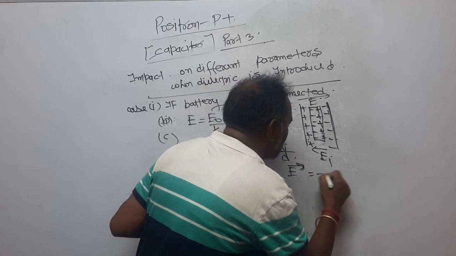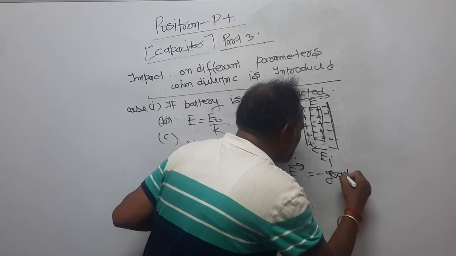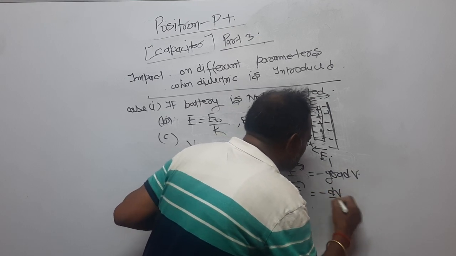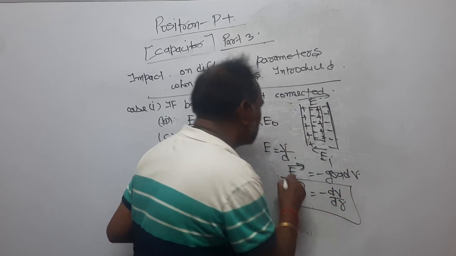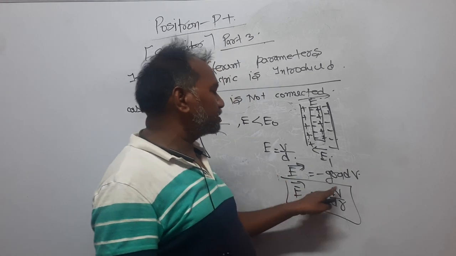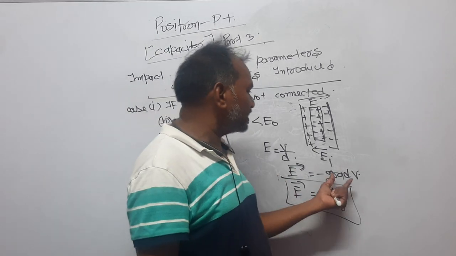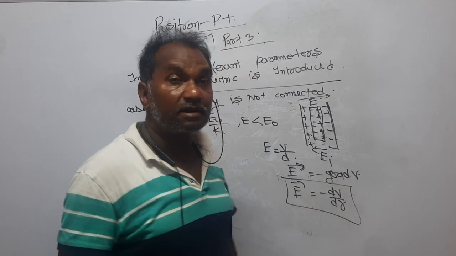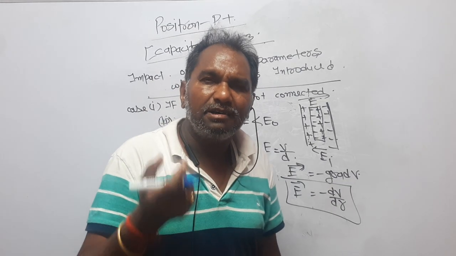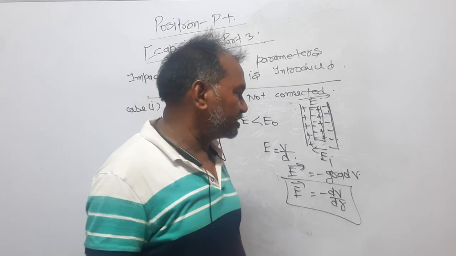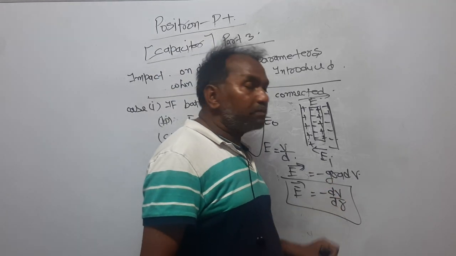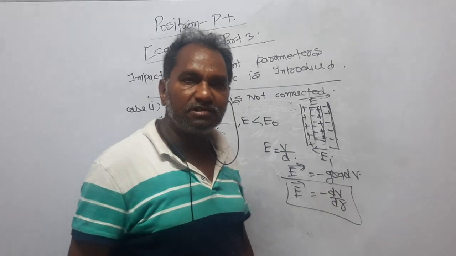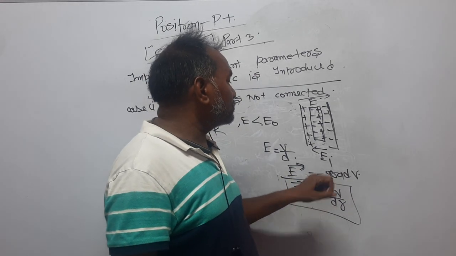E is equal to minus grad V, or E is equal to minus dV upon dr. This is the way to derive the electric field from the potential. You can say gradient is an operator which converts the scalar into a vector. Gradient d by dr is said to be the gradient operator. dV upon dr is the change in potential with respect to distance. So E is equal to minus grad V.